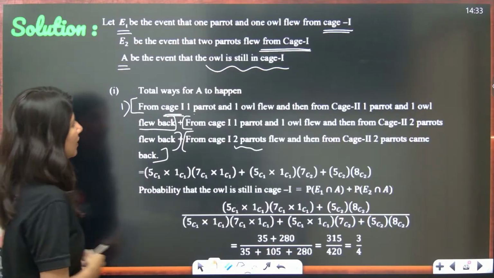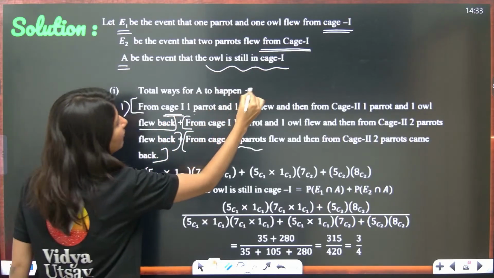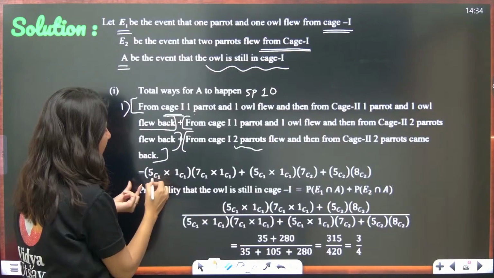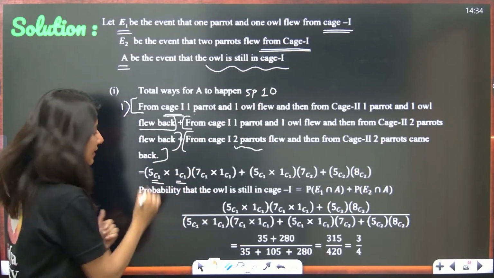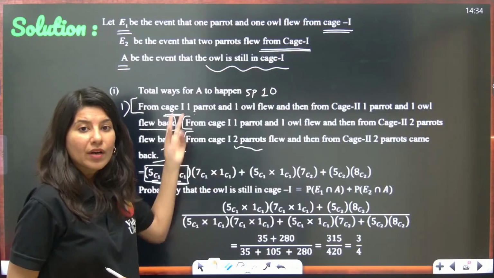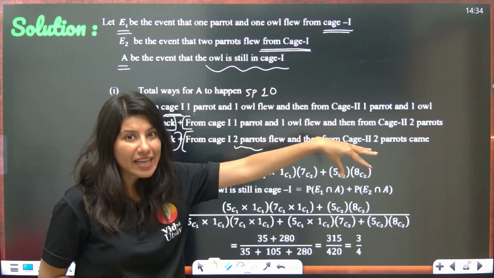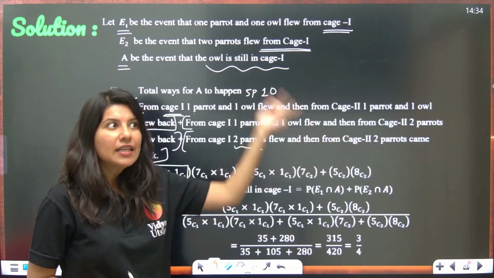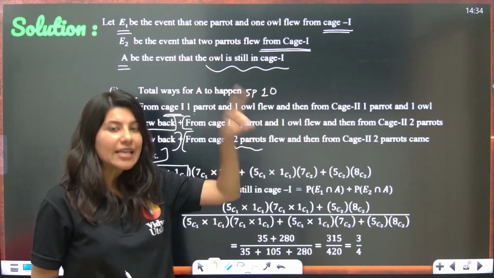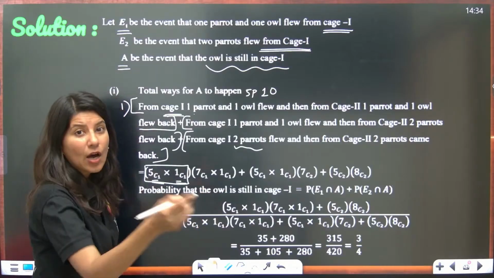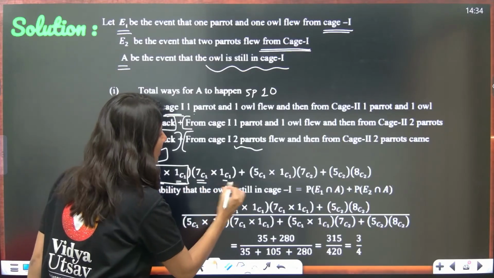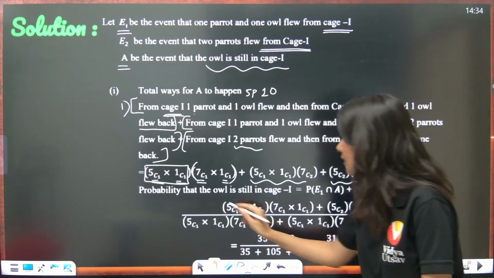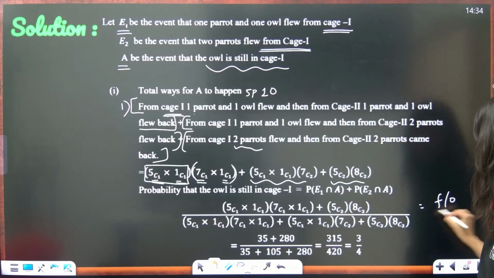Now, cage number 1 was having 5 parrots and 1 owl. You want 1 parrot and 1 owl to go. So 1 parrot is 5C1, 1 owl is 1C1. This is cage number 1. Now if 1 parrot and 1 owl have been sent to cage 2, what is the configuration of cage 2? Ma'am, 6 parrots were already there, plus 1 parrot, so 7 parrots and 1 owl. Now you want 1 parrot and 1 owl out of it, so 7C1, 1C1. This is your case number 1. Similarly, think about case number 2 and case number 3. So now it is total favorable outcomes upon total outcomes.